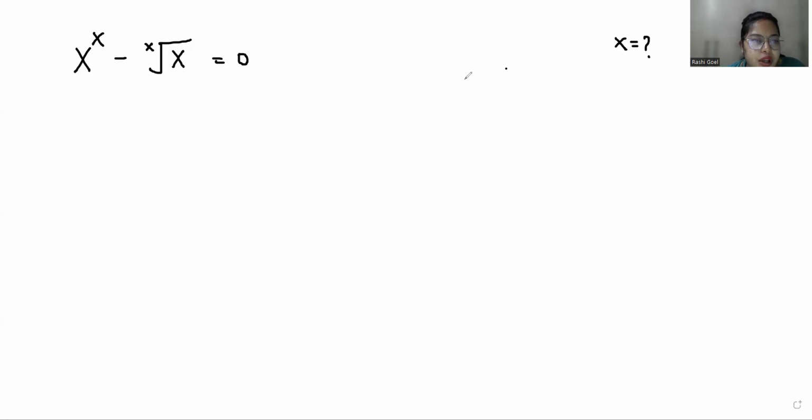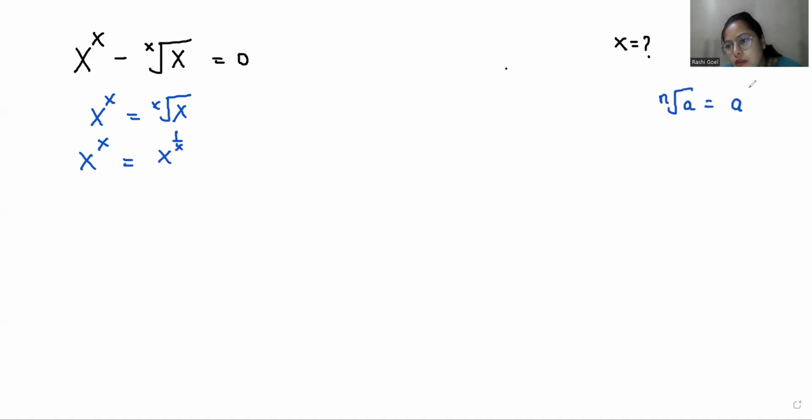My name is Rashi Goel and in this video we are going to solve x power x minus x root of x is equal to 0, and we have to find the value of x. So x power x is equal to x root of x. So x power x is equal to x power 1 by x, we can write it as, because nth root of a we can write as a power 1 by n.